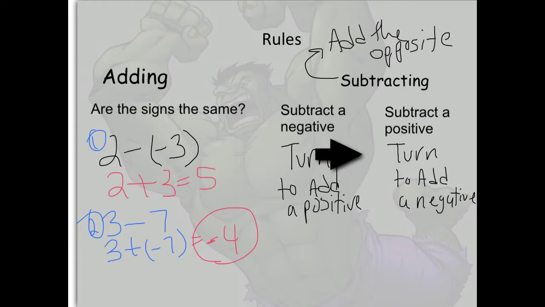Another thing to keep in mind with these is that after you've turned subtracting a negative into adding a positive, or subtracting a positive into adding a negative, we follow the addition rules. The subtraction rules are really just a way to rewrite the problem to make it addition, so we can follow what we've already followed before.